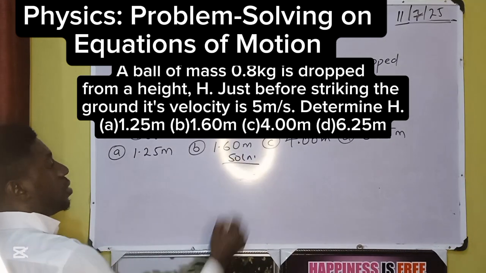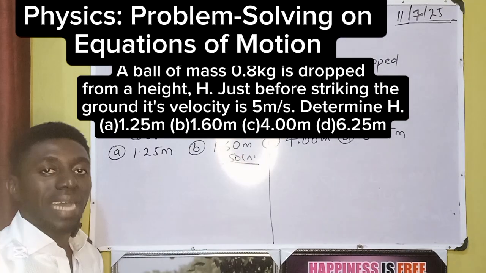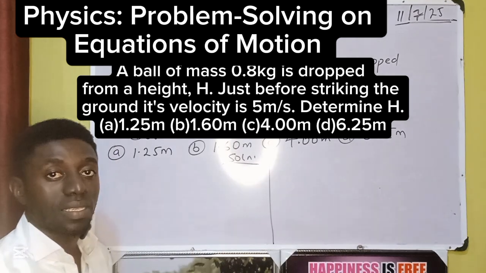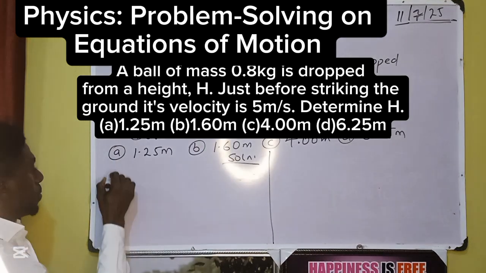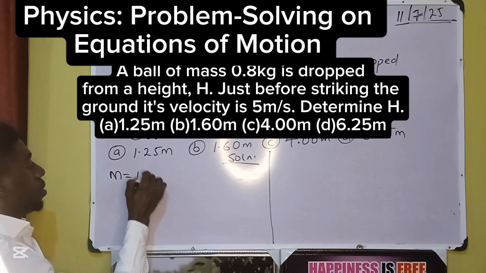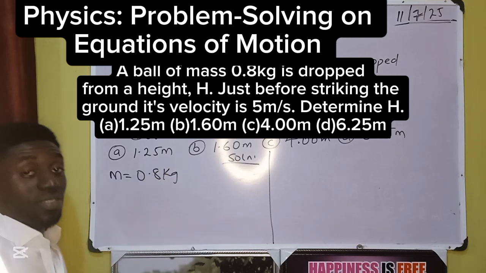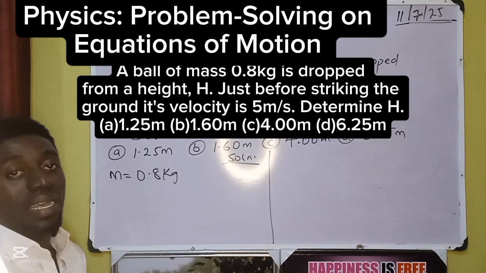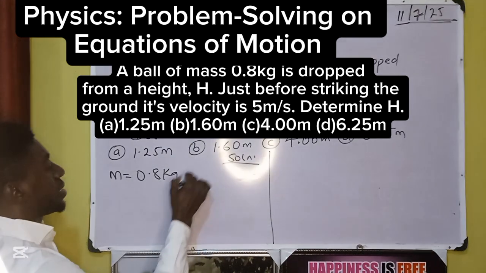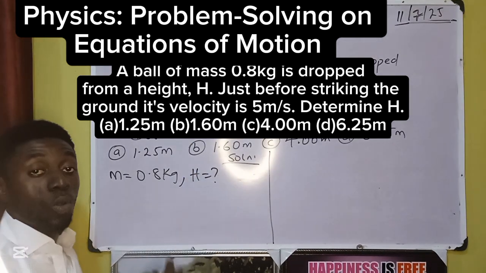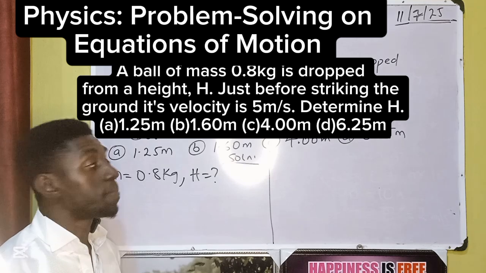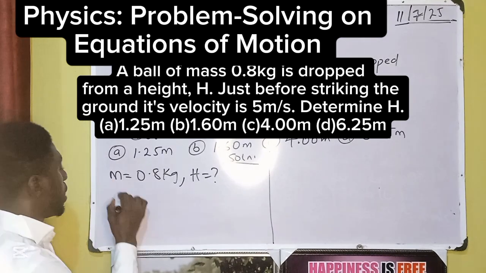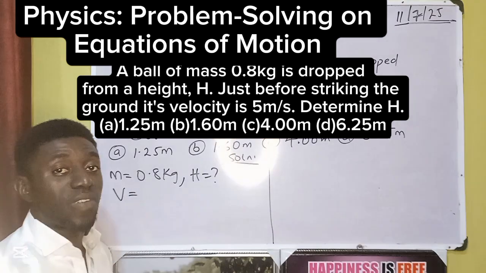Solution. Let's give ourselves that confidence that we can do it. Let's get our parameters. We were given mass 0.8 kg. Then the mass was dropped from height h. That's what we're asked to determine. We're looking for h. Just before striking the ground, its velocity, the final velocity, is given.